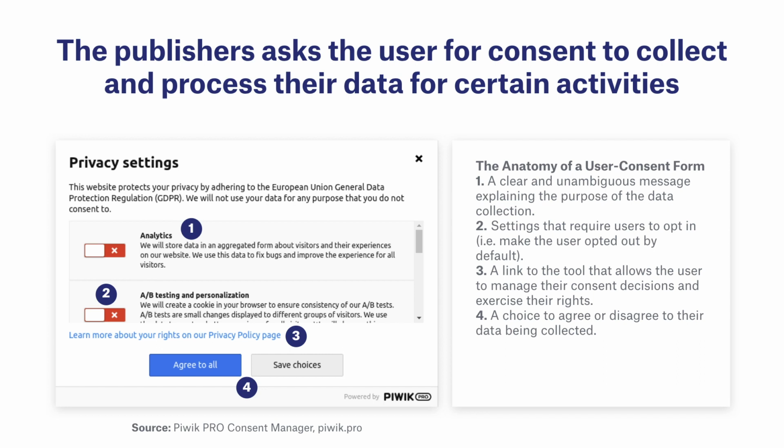Typically the way it works is you display some sort of consent window or consent bar to the user where they can express their choices regarding the data collection and processing purposes you want to conduct. So with this particular user consent form, there's a clear and unambiguous message explaining the purpose of the data collection. There are settings that require users to opt in, and of course the user is opted out by default. There's a link to the tool that allows the user to manage their consent decisions and exercise their various rights. And there's also a choice to agree or disagree to their data being collected.